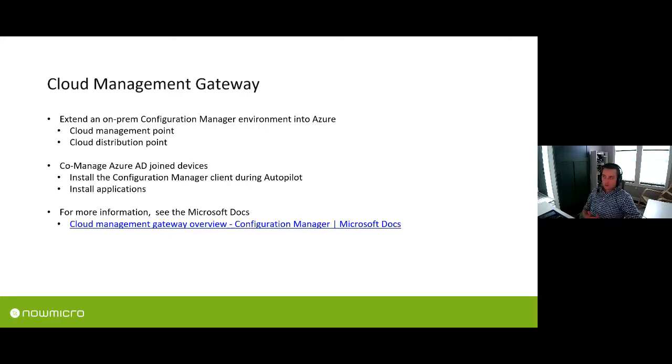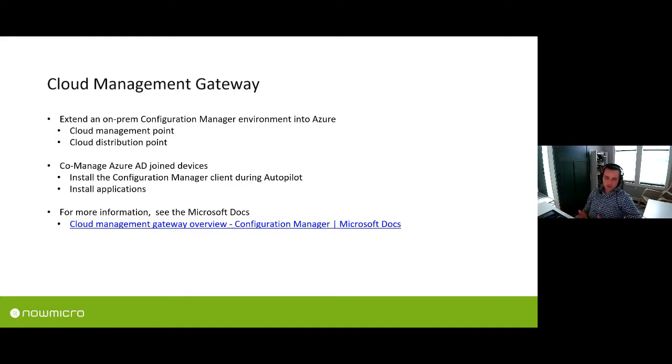So commonly with co-management, we're talking about taking our devices that are currently on-prem joined and getting them partially managed by Intune, but it can also work in reverse. We can take a device that's gone through Autopilot and is fully Intune managed, and then we can install the Configuration Manager client using Intune, and that Configuration Manager client can talk to the CMG. So we can co-manage a fully Intune device using the Cloud Management Gateway.